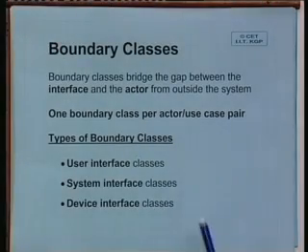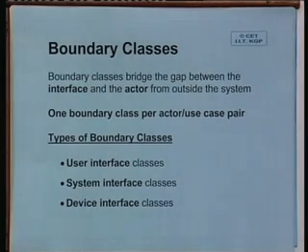Now, there could be three types of boundary classes. We can have user interface classes, for example, between an employee and the get loan. So, employee has to interface the student and the course registration, right.